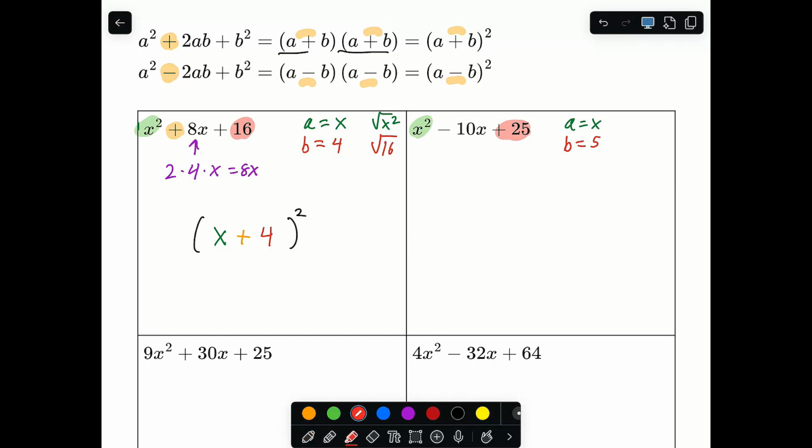So now I have to see what kind of sign is in front of that x, that second term. And it's a minus sign. So my answer is going to be parenthesis x minus 5, parenthesis squared.